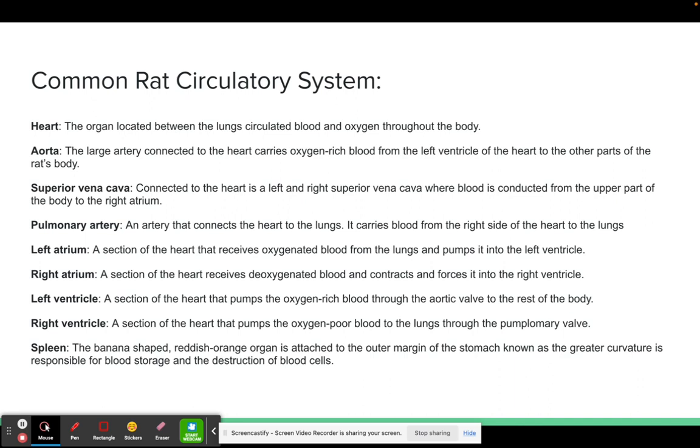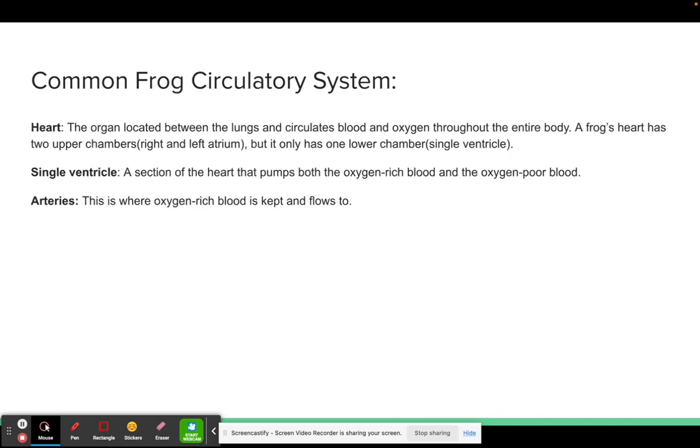The left ventricle is a section of the heart that pumps the oxygen-rich blood through the aortic valve to the rest of the body, while the right ventricle is a section of the heart that pumps the oxygen-poor blood to the lungs through the pulmonary valve. Lastly, the spleen is this banana-shaped reddish-orange organ that's attached to the outer margin of the stomach, known as the greater curvature, and is responsible for blood storage and the destruction of any type of blood cells.